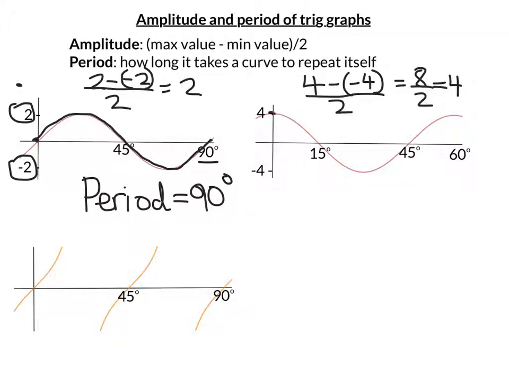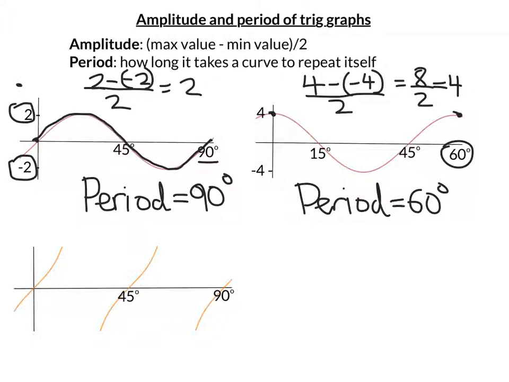This cos curve, well, it starts at its maximum. So when it comes back to its maximum, it has done a whole period, and at this time it comes back at 60 degrees. So the period of this cos curve is 60 degrees.